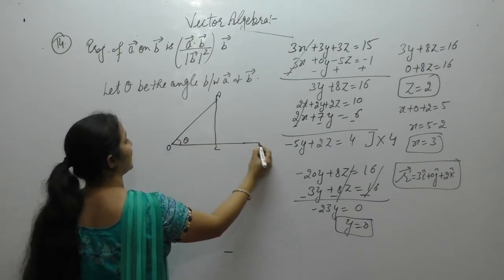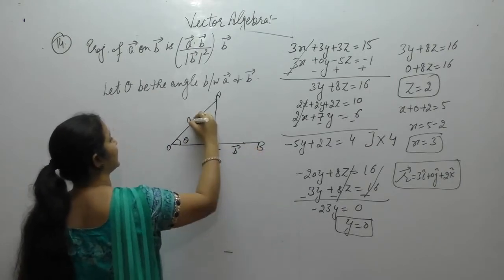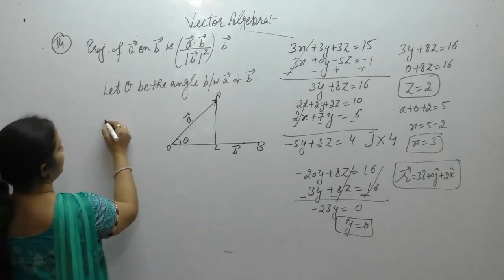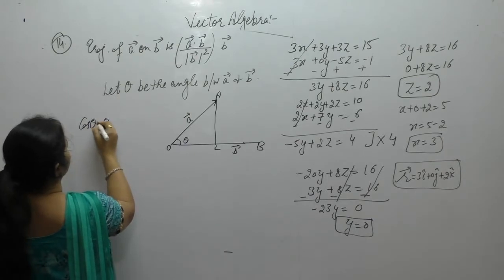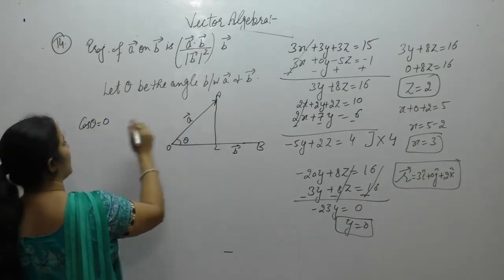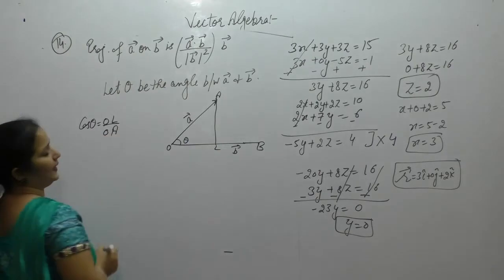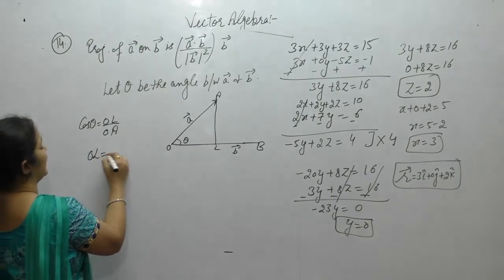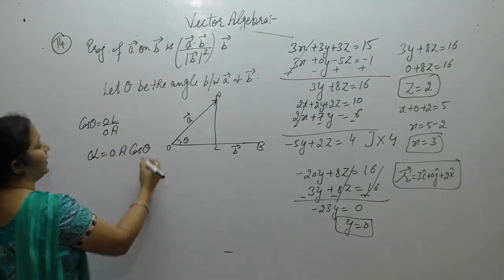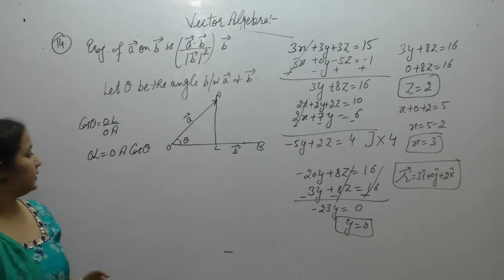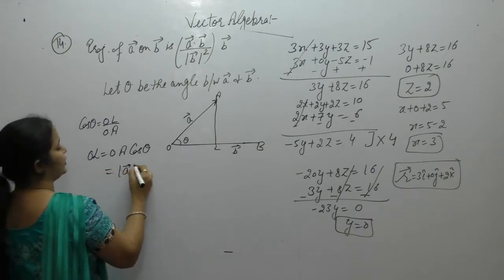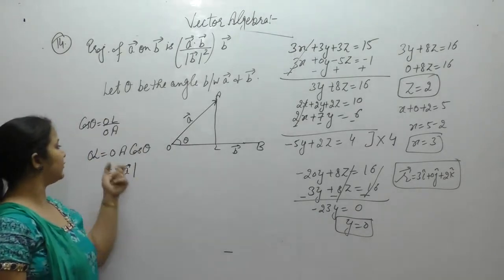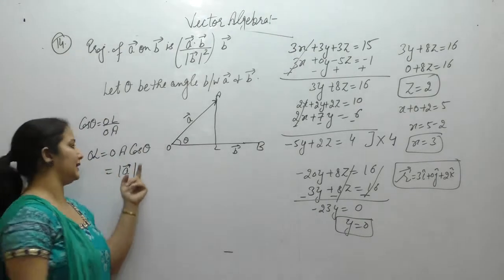This is angle theta, this is B vector and this is A vector. Now in triangle OAL, cos theta is base upon hypotenuse, OL upon OA. So OL has value OA cos theta. Now OA is the length of vector A, and the length of a vector is the magnitude of that vector. Therefore OA is the magnitude of vector A.